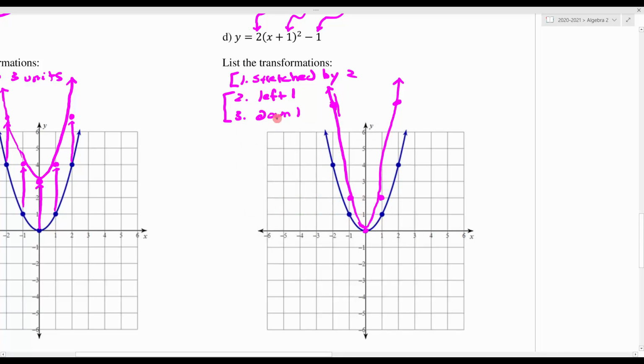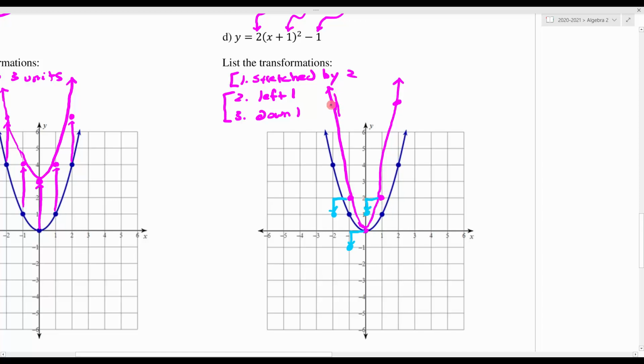I'm going to go left 1, down 1, and I can do those at the same time. So this point, I can go left 1, down 1, and I can put that point right here. And then this one's going to go left 1, down 1. And then this one's going to go left 1, down 1. I'm going to do all of my 5 points, and I'm doing step 2 and 3 at the same time. So I'm going left 1, down 1. Left 1, down 1. Left 1, down 1. Just like that, every single point.